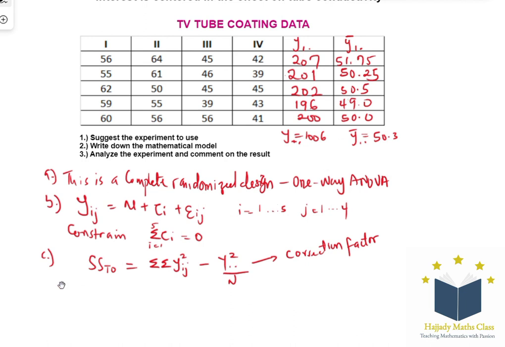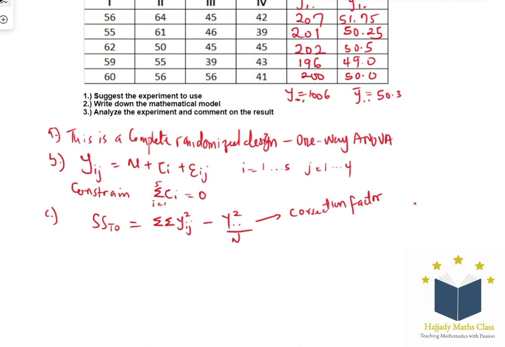Now coming back to my sum of squares total, my summation of Yij all squared means that we are summing the square of each of these observations, that is 56 squared plus 64 squared, up to the last observation, which is 41 squared, minus y dot dot, which is 1006 squared, over capital N.